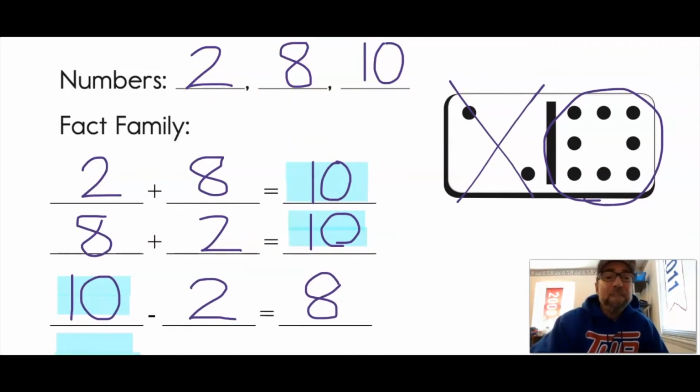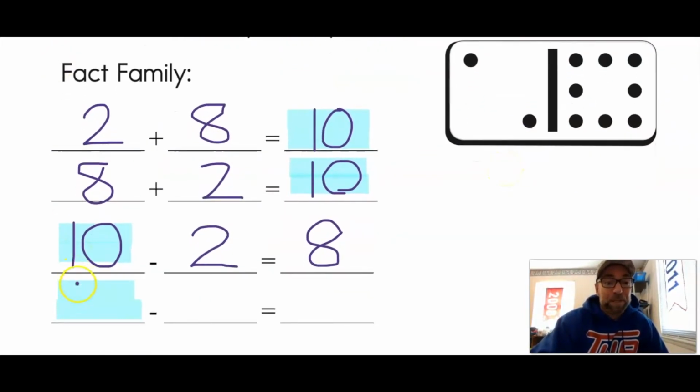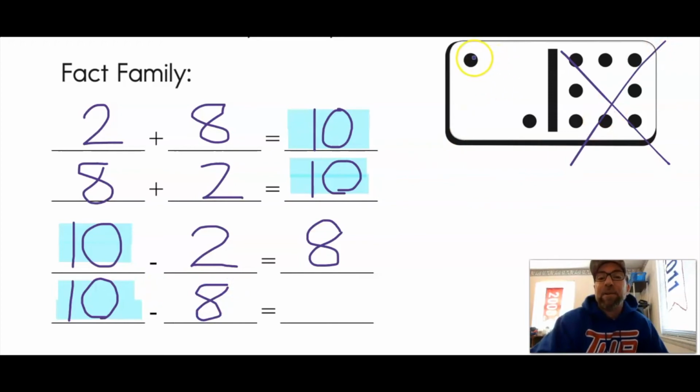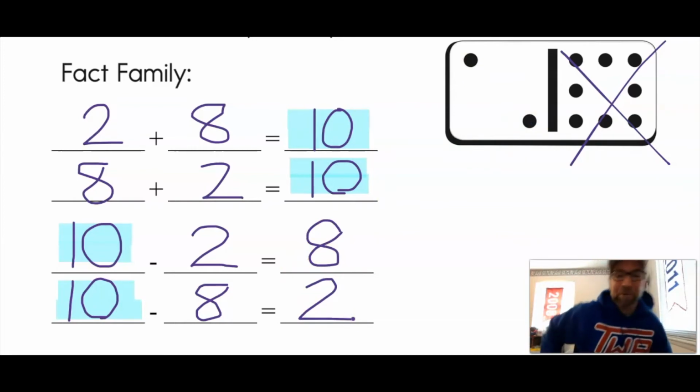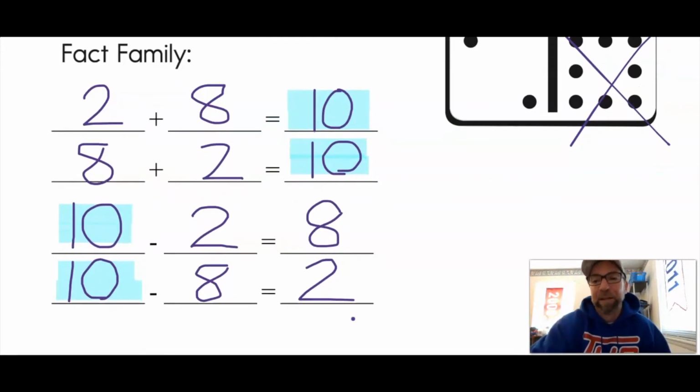Now we have one fact left. It's another subtraction problem. So I'm going to start with my biggest number, the 10. This time I'm going to take away my 8 dots. 10 minus 8, how many are left? 1, 2. 10 minus 8 equals 2. We were able to come up with 4 facts from those 3 numbers, and we made a fact family.